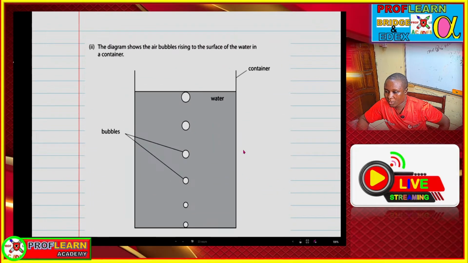The diagram shows the air bubble rising to the surface. Remember, as this bubble rises, depth keeps on decreasing, and when depth decreases, pressure is going to decrease.